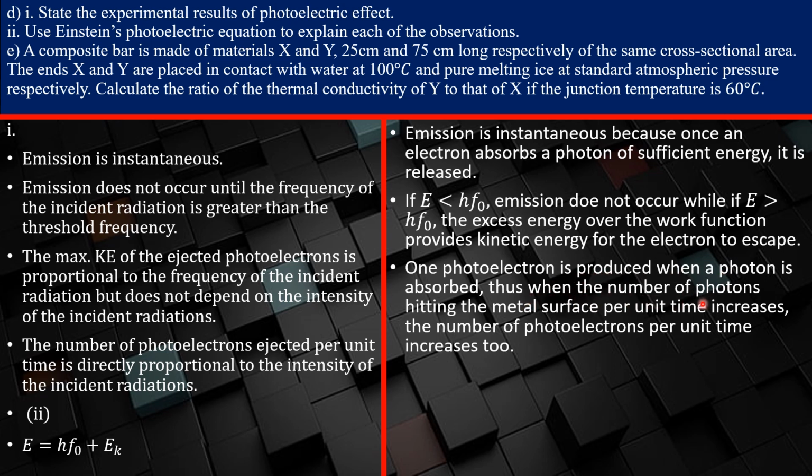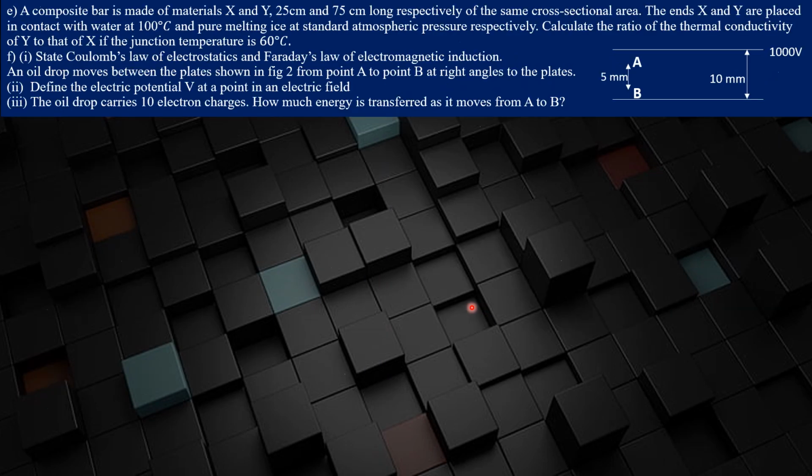Thus, when the number of photons hitting the metal surface per unit time increases, the number of photoelectrons per unit time increases too. That's the reason why you would increase intensity, and that increases the number of photoelectrons that are ejected. So that's the explanation there.